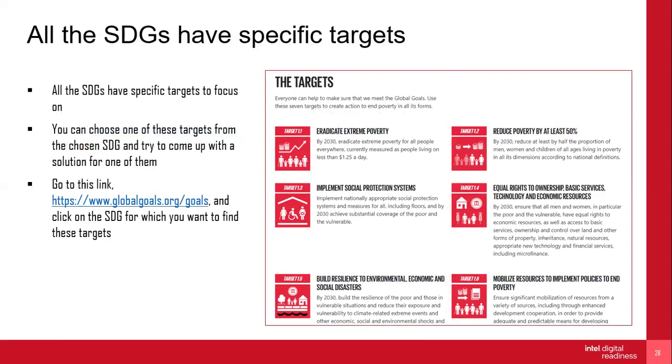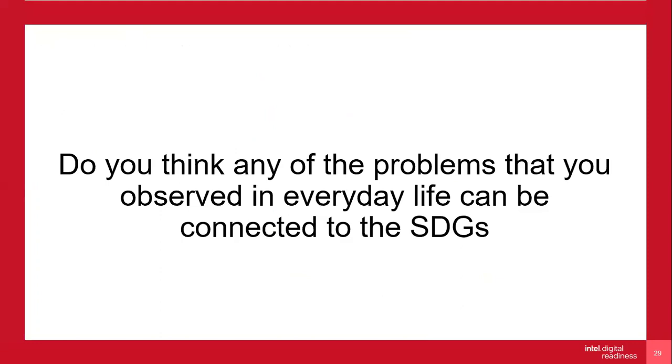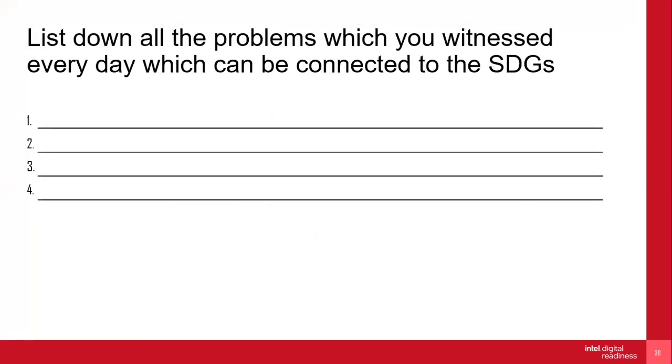We'll be uploading this, don't worry. Do you think of any problem that you observe every day? Finally, you are just deciding what problem you're going to work on. Then list down all the problems you witnessed which are connected to a particular SDG. Any theme you should select, and with that theme you go in reverse: select the theme and see what all the problems are. Based on any of the themes, any problem you can take and give the solution.